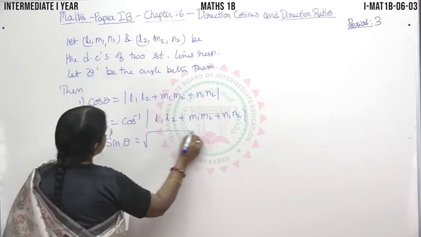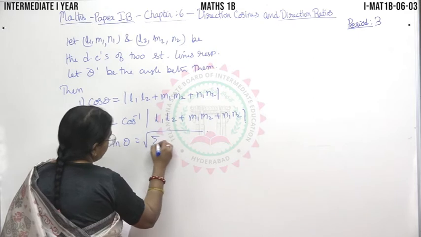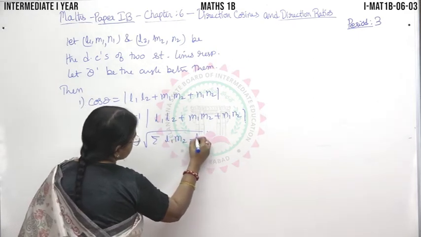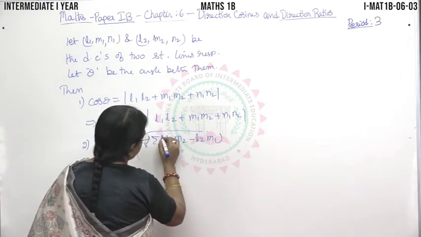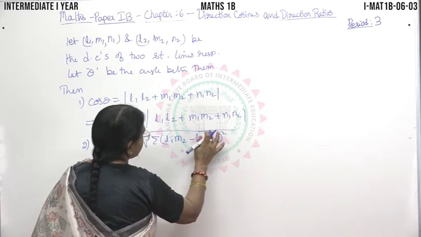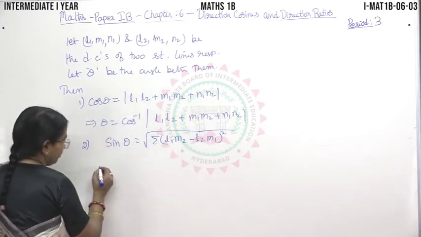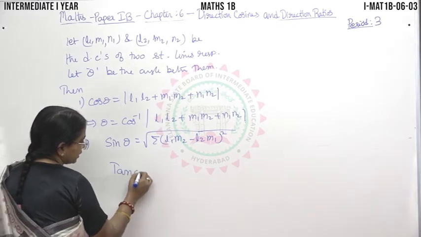Sin theta is root of sigma of L1 M2 minus L2 M1 whole square. So all the three terms whole square is sin theta. And then tan theta is sin theta by cos theta, no?